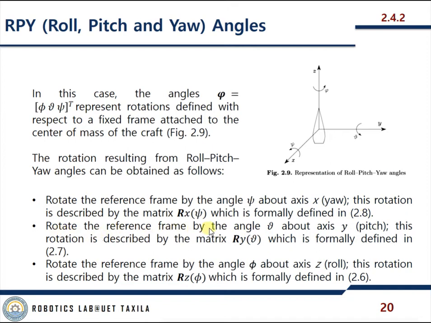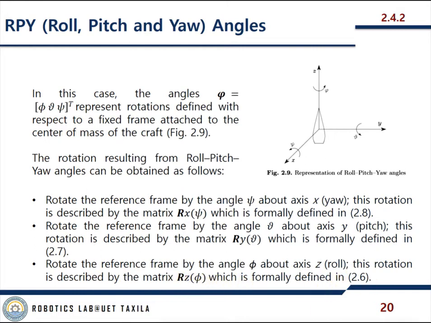Then rotate the reference frame by an angle theta about axis y. So we are rotating this frame with respect to the reference frame, so we are not changing it. It is important to note that it is about axis y, and we call this movement pitch. This rotation is described by rotation matrix R y theta, which is formally defined in 2.7. Again, rotate the reference frame by the angle psi about axis z, and we call this roll. This rotation is described by matrix Rz, which is formally defined in equation 2.6.